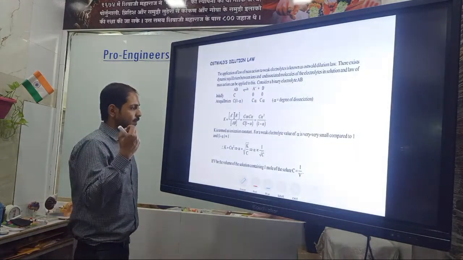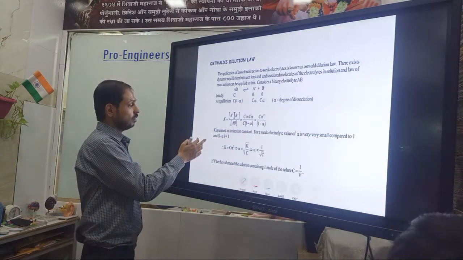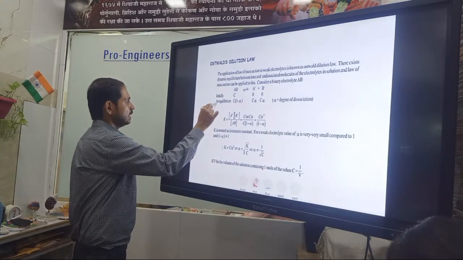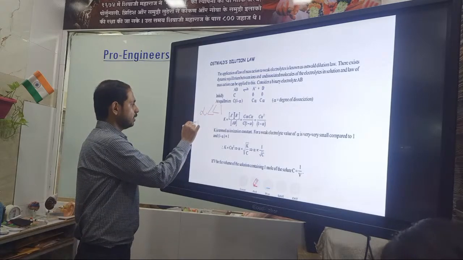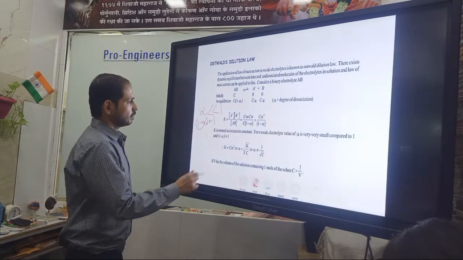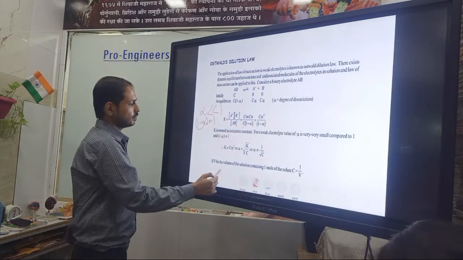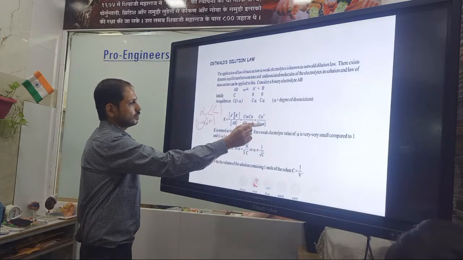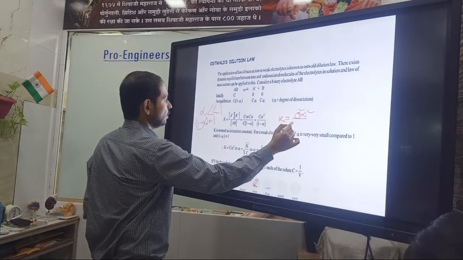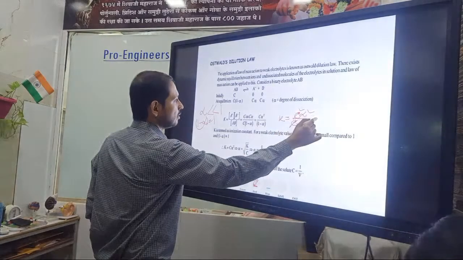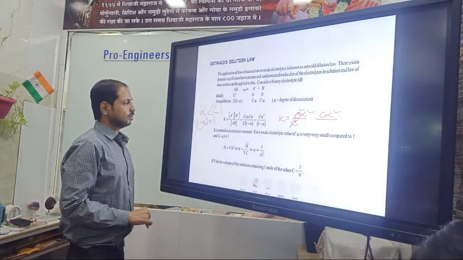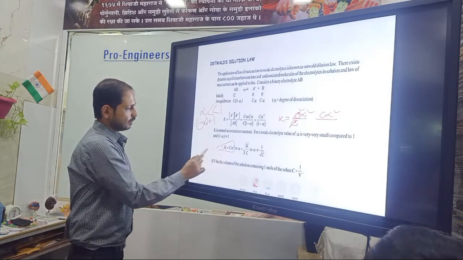If alpha is negligible or very small compared to 1, so we can assume alpha is less than 1, then 1 minus alpha is equal to 1. Putting this assumption, K is equal to C square alpha square by C. So C will cancel out, and K is equal to C alpha square we are getting here.